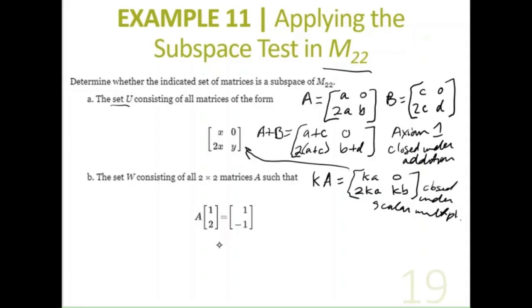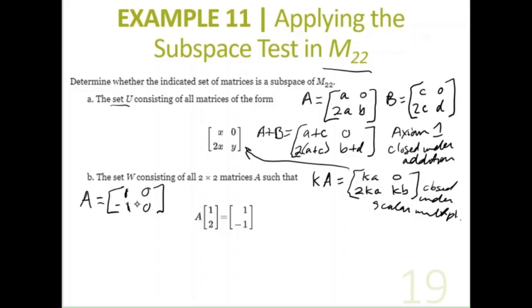So if I can just find one example where it doesn't hold, then I'm good to go. So for this one, they did come up with an example, because they said let A equal [1, -1; 0, 0]. And so what's happening here?